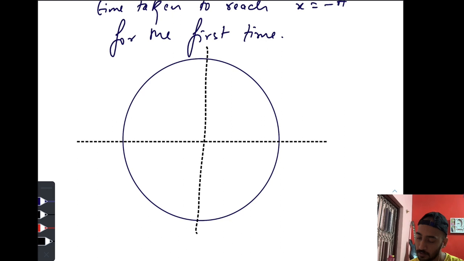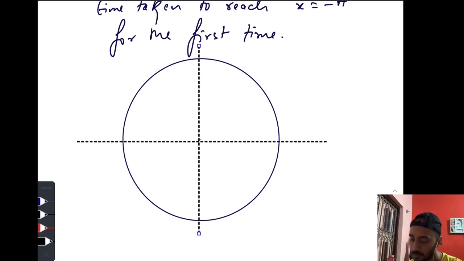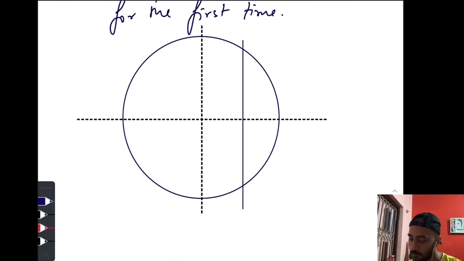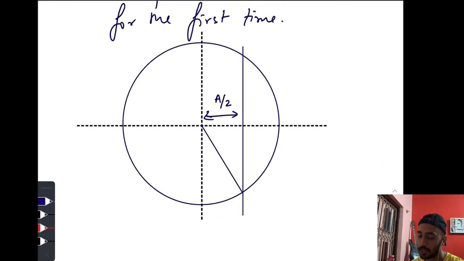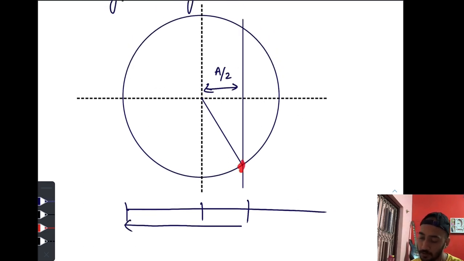X axis, y axis. Okay. Now at t equals 0, x is a by 2, so this one is a by 2. And the particle wants to reach x equals minus a for the first time. That means in actual SHM the particle wants to go from here to here. That means in the circular path the particle should reach this point. Fine. So the final radius vector must reach here.